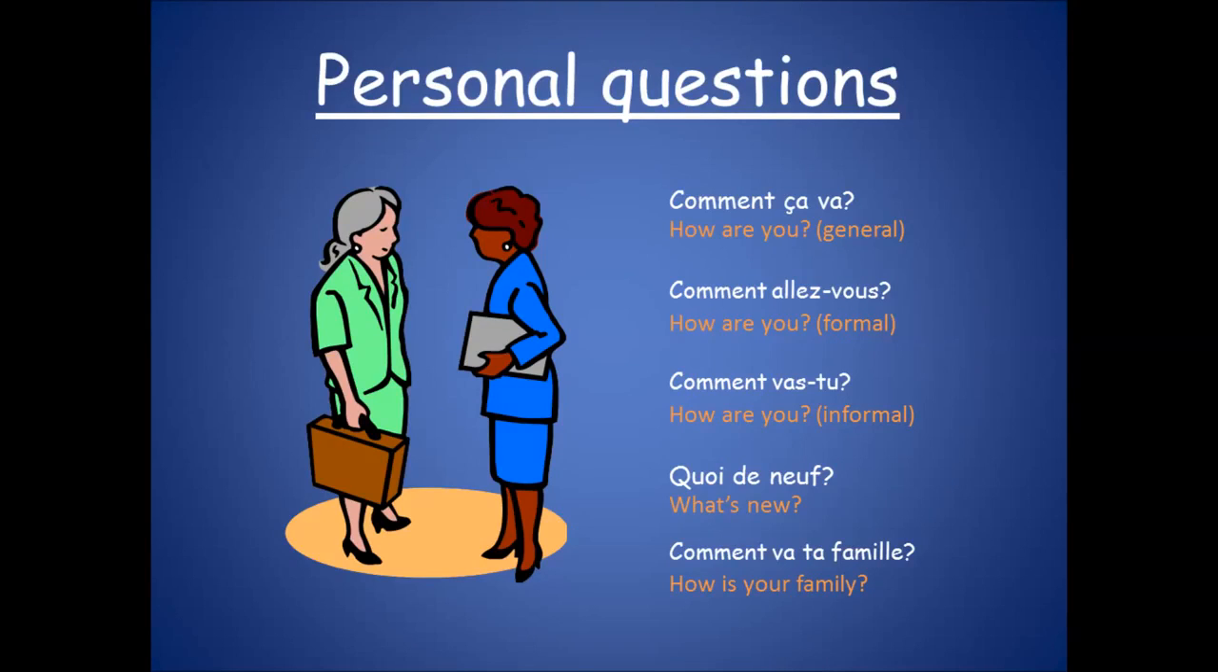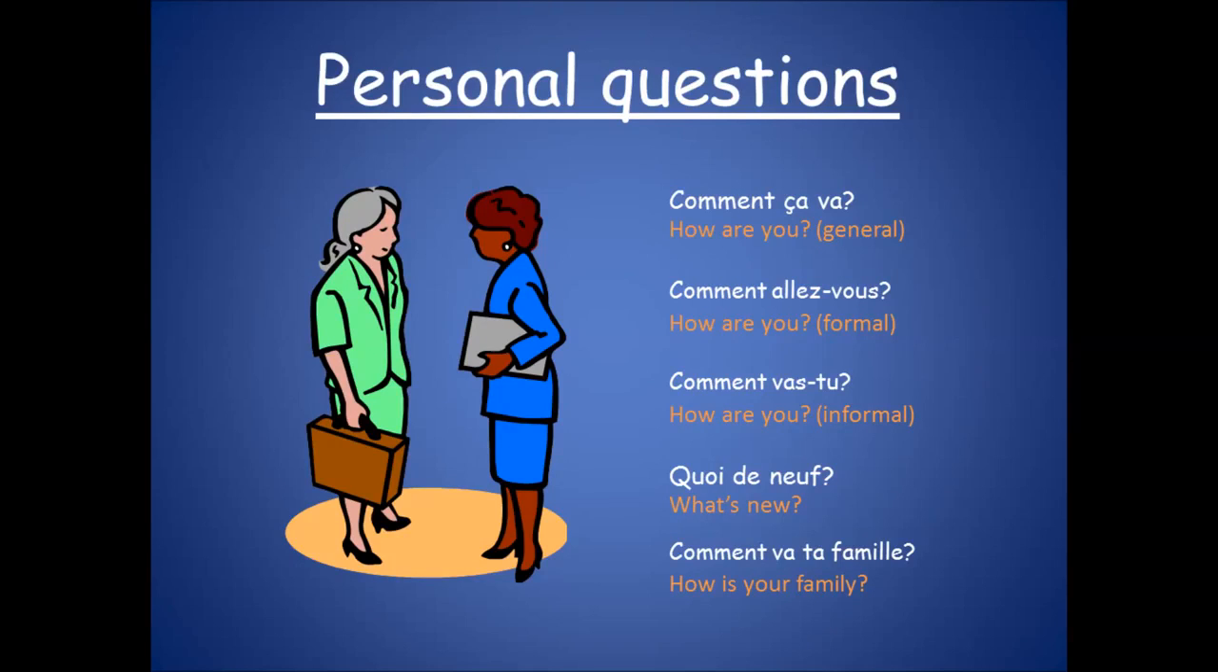Comment vas-tu, which is the you form of people that you do know, or you'd use that for younger people, especially children. You wouldn't use aller for children, you'd use va. So comment vas-tu, so that's how are you, very informal.